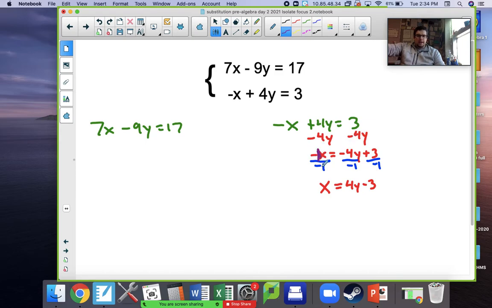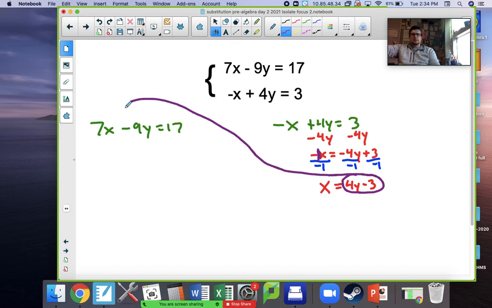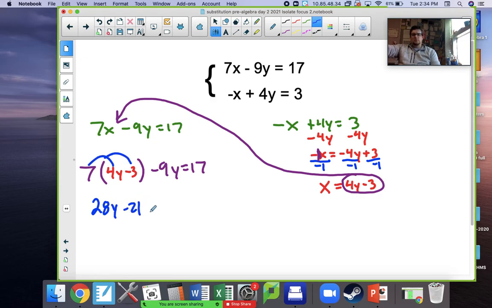There's this negative 1 hanging around. I don't want that negative 1, so I divide by negative 1. And now we've got our positive x. We take all of this, plug it in over here, so we have 7, empty space, minus 9y equals 17. That empty space is going to be filled with 4y minus 3. 7 times 4y gives us 28y. 7 times negative 3 gives us negative 21. Minus 9y equals 17.